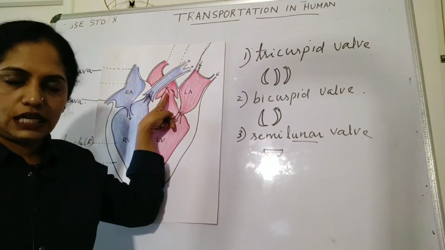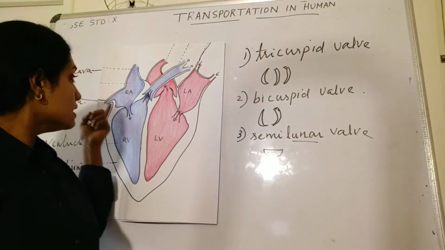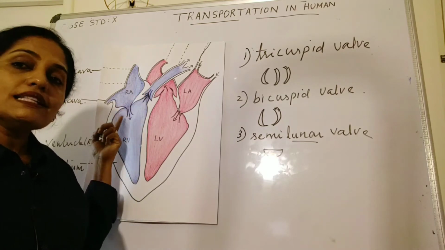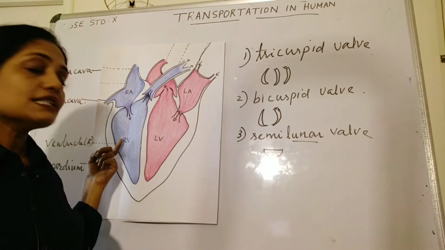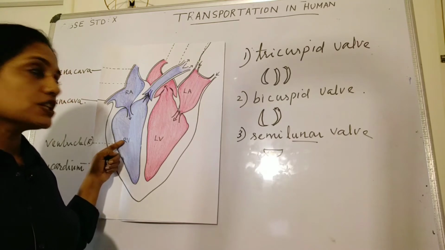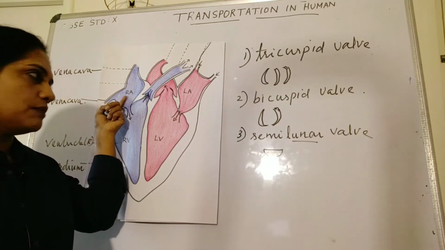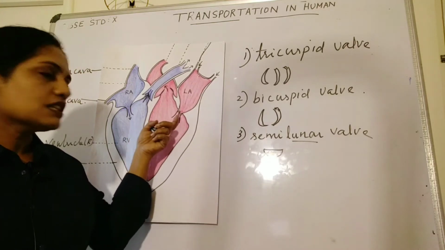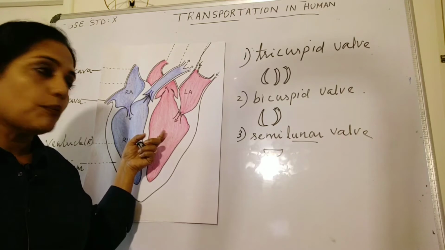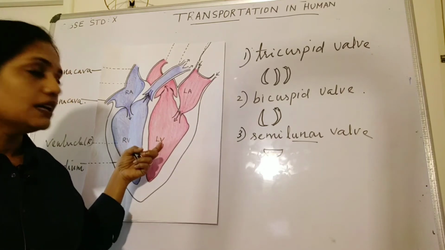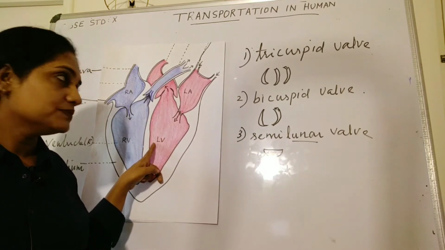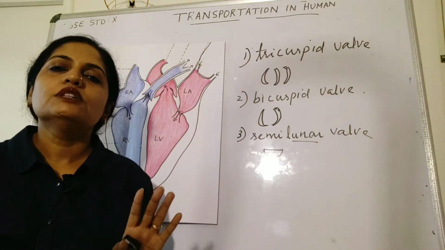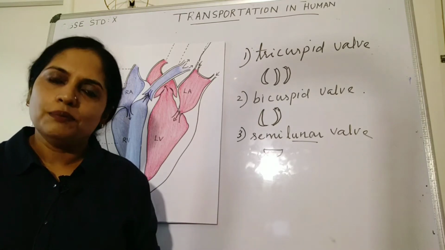As soon as the blood enters the right atrium, the tricuspid valve gets closed and prevents the backflow of blood from the right ventricle to the right atrium. Likewise, here the bicuspid valve gets closed after pumping the blood into the left ventricle. All these valves help to prevent the backflow of blood.